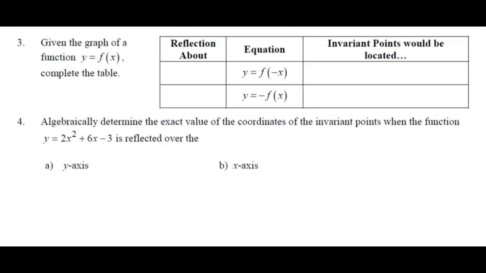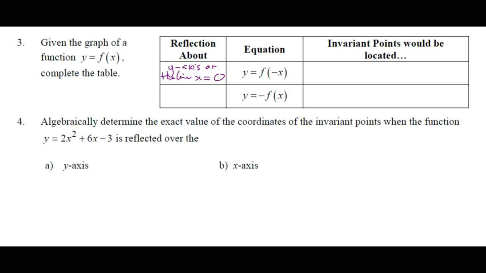Given the graph of a function, y equals f of x, complete the table. So this time, what we're really doing is we're looking at the same stuff in many different ways, right? And that's all we do with translations, and that's all we're doing with reflections. We've got the basics. We're now just looking at it in different ways. So if I tell you, starting with y equals f of x, the equation is y equals f of negative x, then what is it reflected about? Okay, it's reflected about the y-axis or the line x equals 0.